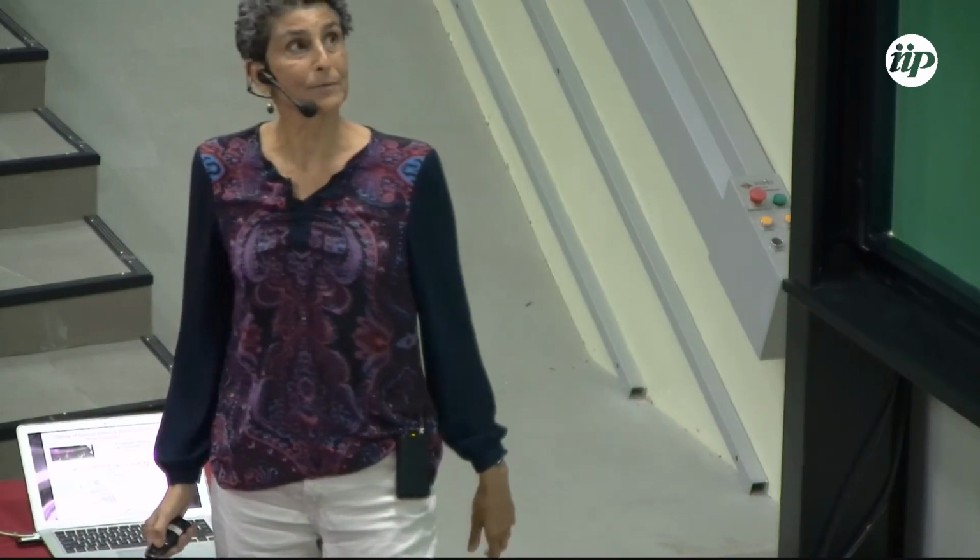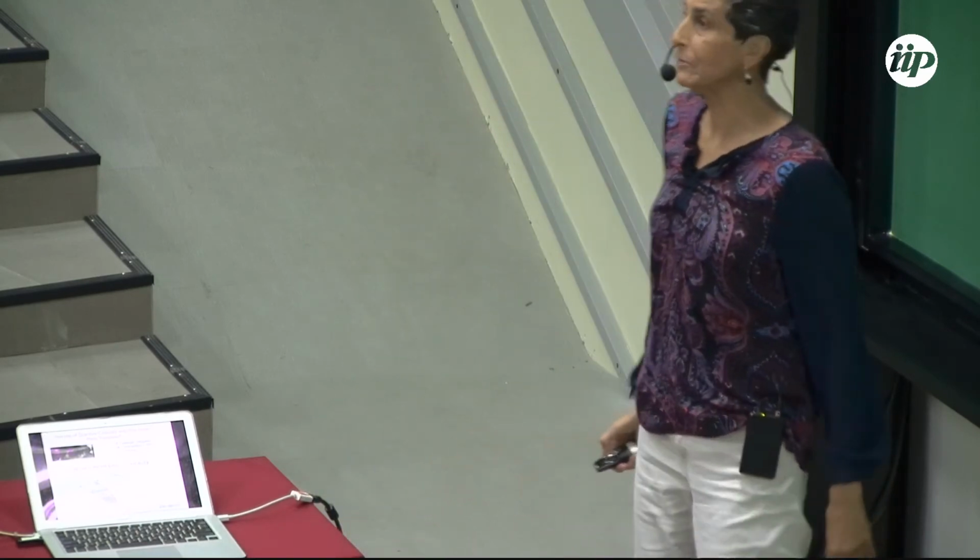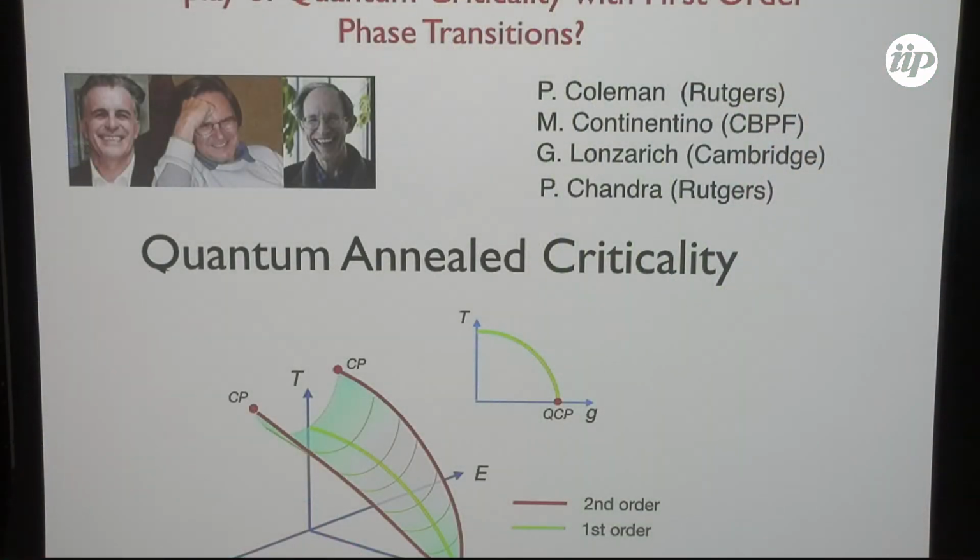All right, what is the interplay of quantum criticality with first-order phase transitions? This is a question that my friends Piers and Musio, who are here, and Gil, who's here in spirit from Cambridge, who's our experimental colleague, who's well connected with nature, have been asking. And I'd like to tell you about our project and our ideas about what we like to call quantum annealed criticality.